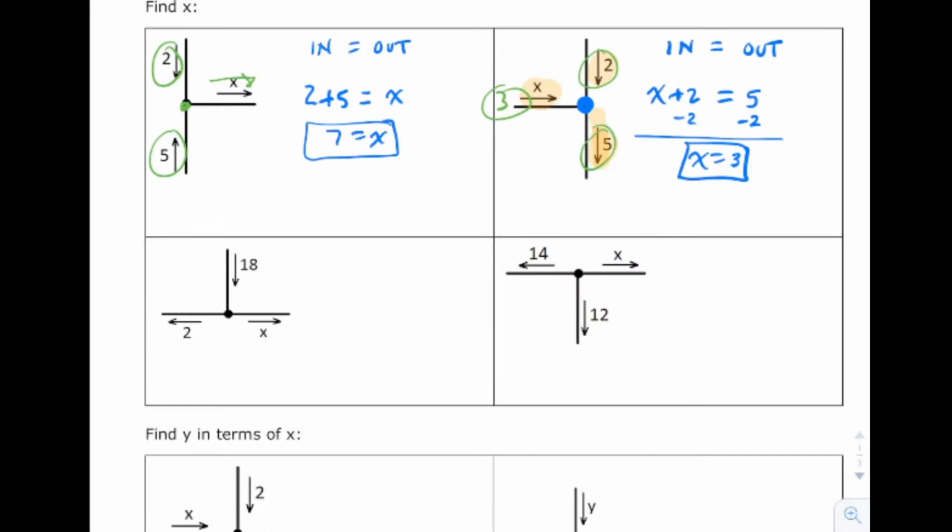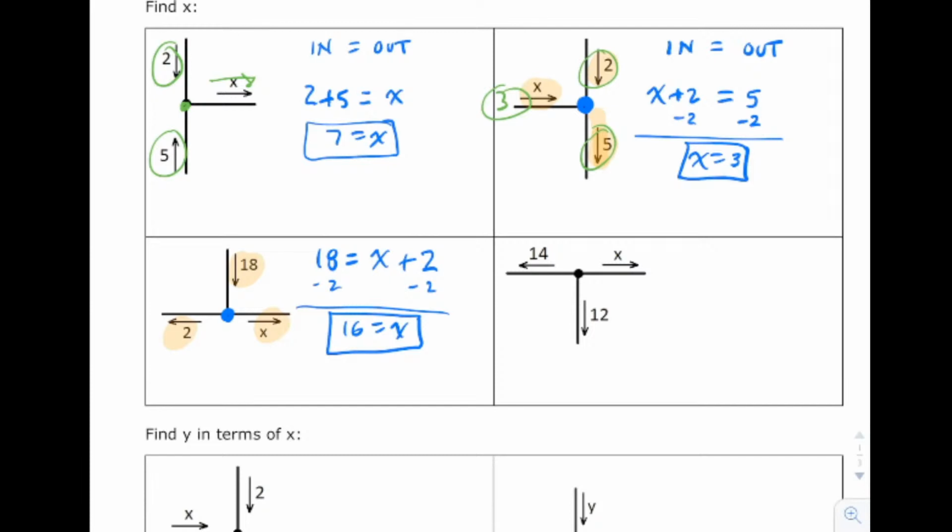So what's coming in? 18's coming in, and that's the only thing going in. 18 goes in. What goes out? That's leaving. That's leaving. Remember, I'm talking about this junction here. So the X and the 2 are both leaving. They're going out. So 18 in, X plus 2 out. What is X then? Well, it looks like I have to subtract 2 on both sides and get 16.